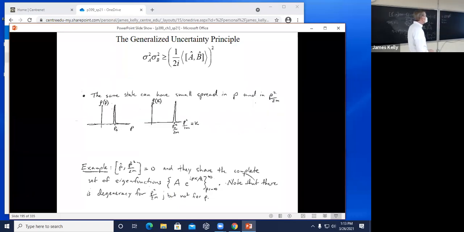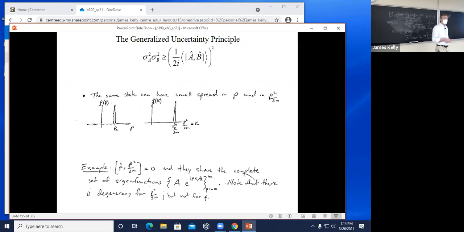But okay, if we looked at those states, the claim is they share a complete set of eigenfunctions. I could talk about the set of eigenfunctions of the momentum operator, and we're talking about the same set of eigenfunctions of the kinetic energy operator. And if we look for each one of those states at the probability density as a function of momentum and the probability density as a function of kinetic energy, we can see that for each one of those states, there's just a delta function at one location. So they're states of definite momentum and definite kinetic energy.